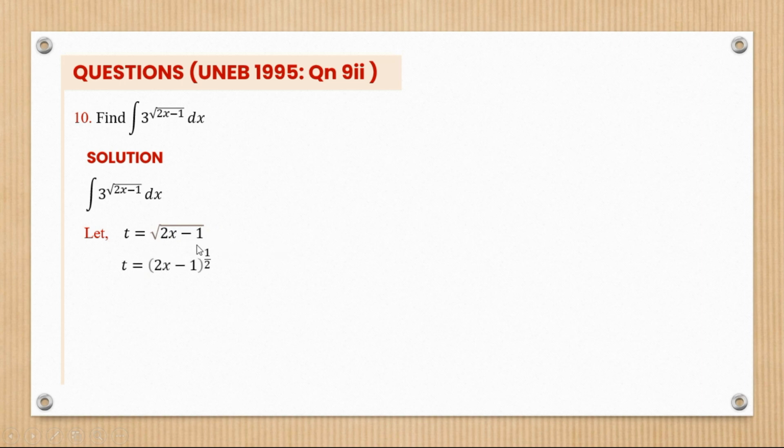This is the same as putting that to the power a half, and therefore dt/dx shall be equal to, if I differentiate this, I need to use the chain rule. So when I differentiate this, I will have 1 over (2x minus 1) to the power a half. Then therefore we can say that dx shall be equal to (2x minus 1) to the power a half dt. So this is what I get.